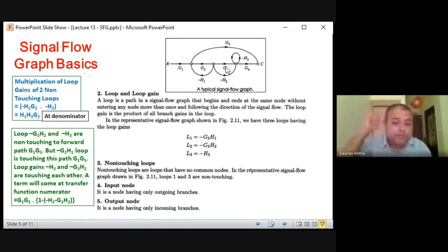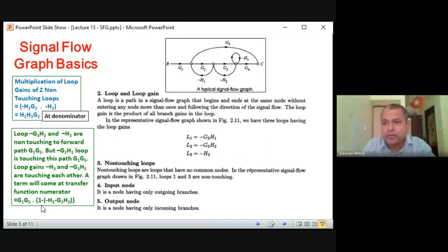Okay, so in the numerator we write the addition of all the forward paths. So whenever you're writing the addition of forward paths, first you will write G1, G2, G3, G4 plus G1, G5. But it will not be only G1, G5, because G1, G5 has a non-touching loop of minus G3, H2 and also a non-touching loop of minus H3. So with G1, G5, one term will get added. What is that? It will be 1 minus. So G3, G5 is there. It is a non-touching loop. With that, there will come a few more terms.